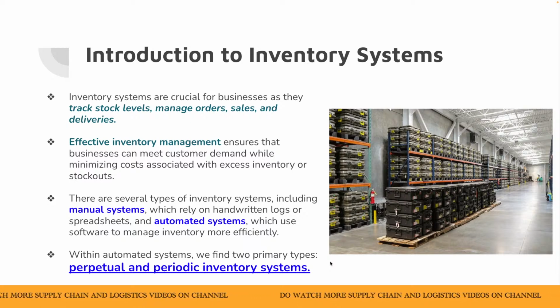So these are the two kinds of systems available. One is the manual one, where the user goes and checks the inventory and writes it on an Excel sheet or a paper sheet. Another is the automated system, where the user has the technology to identify how much inventory remains. Within the automated system we find two primary types: one is the perpetual and the other is the periodic inventory system. So today we are going to discuss the perpetual and the periodic inventory system.